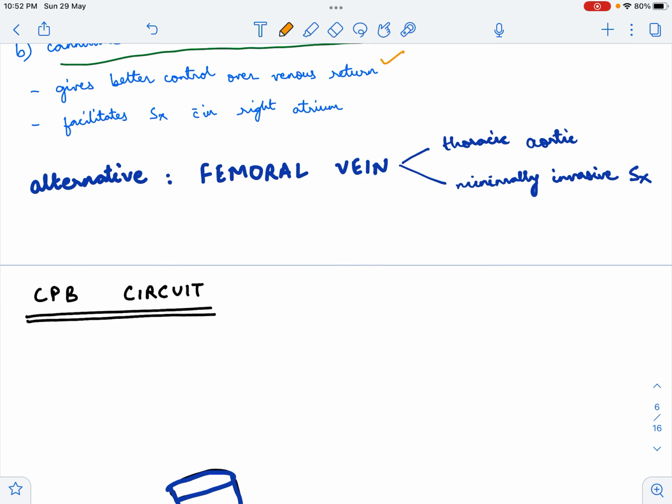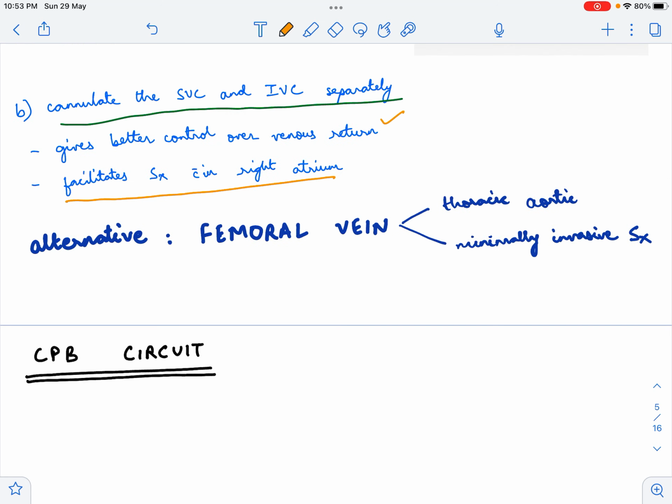Why does it facilitate surgery in the right atrium? Because in the two stage cannula, the side holes are sitting in the right atrium. So if you want to operate on the right atrium, you cannot use that. You will have to cannulate the SVC and the IVC separately.